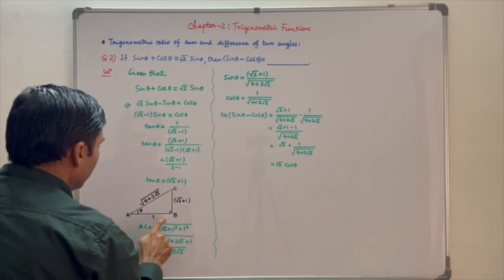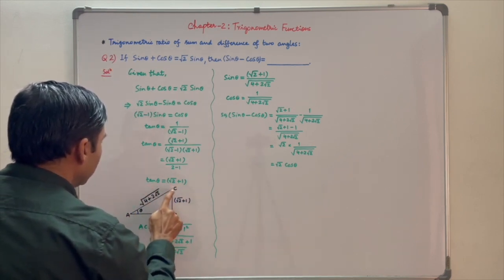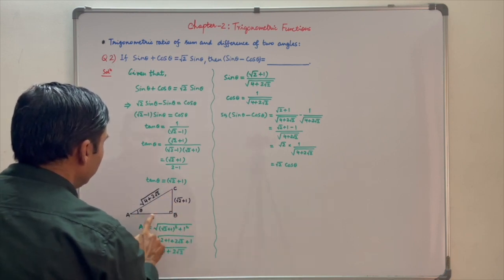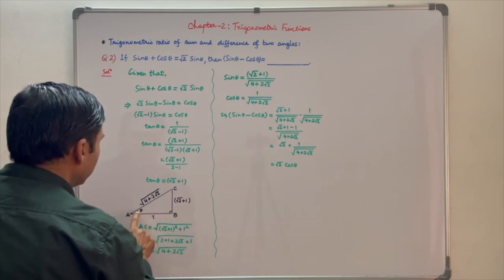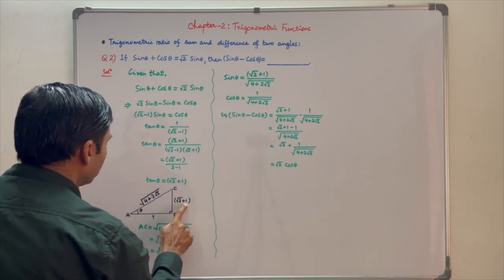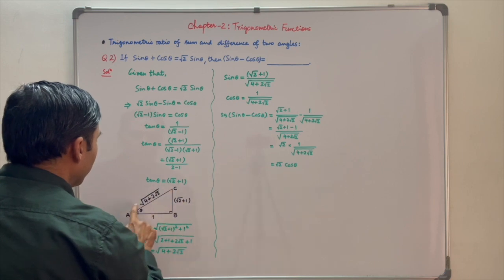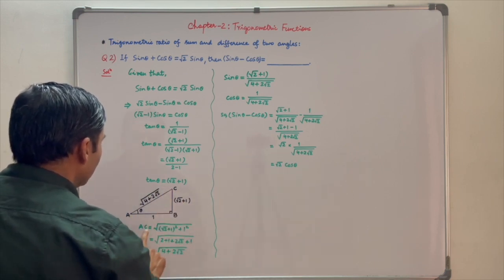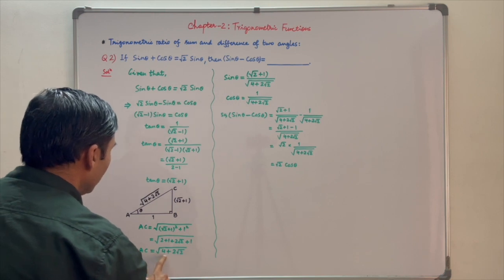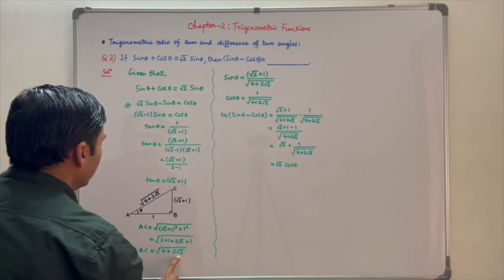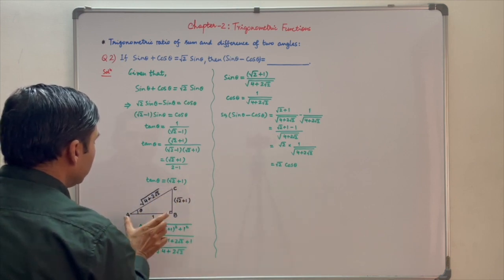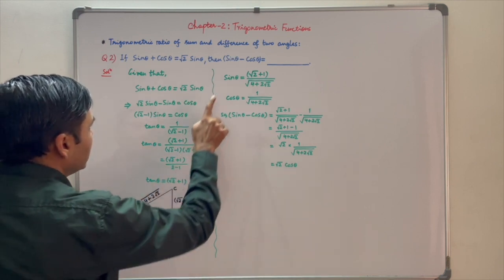Now make a right angle triangle, triangle ABC, in which side BC is root 2 plus 1 and side AB is 1. So that tan theta is equal to root 2 plus 1 upon 1. That is root 2 plus 1. Now applying Pythagoras, you can figure out side AC. So AC comes out to be under root 4 plus 2 root 2. So sin theta will be BC upon AC and cos theta will be AB upon AC.